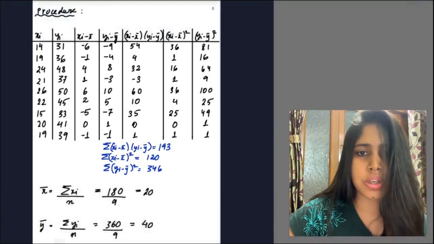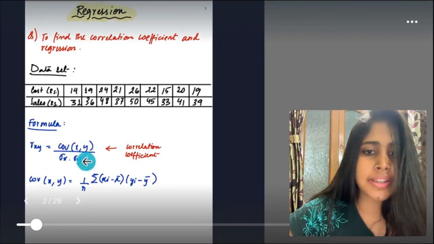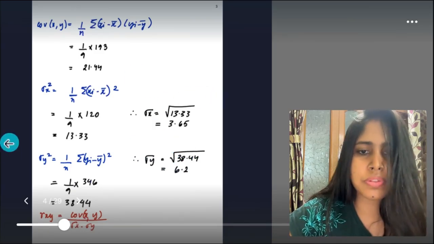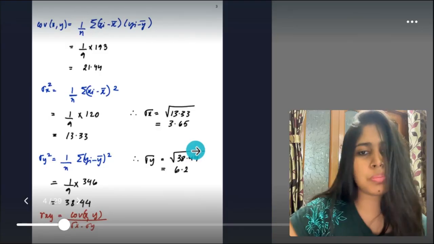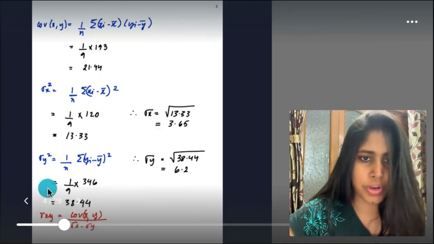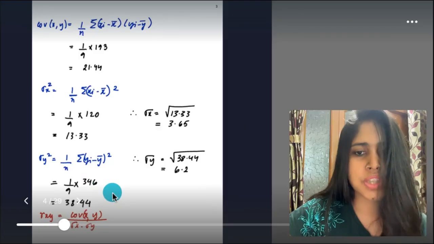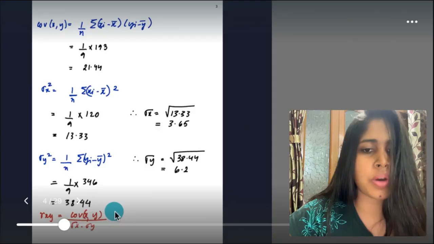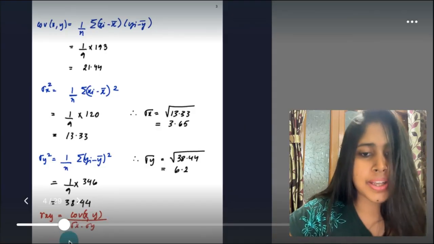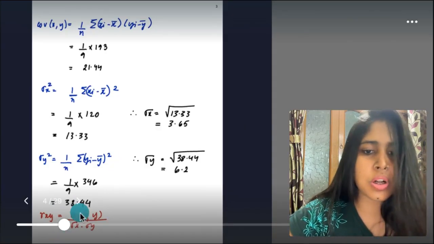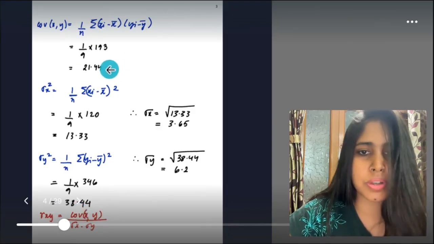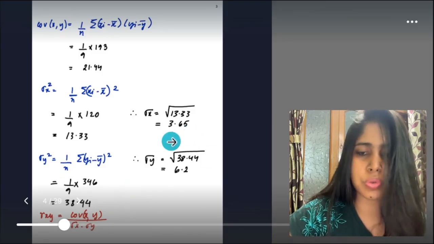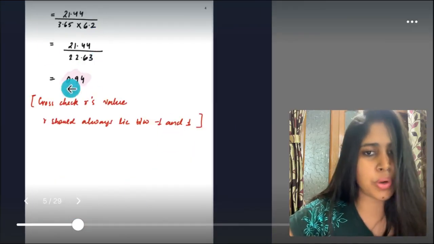But in this formula, sigma x and sigma y are required. So now how to get sigma x? We just take the square root of this value 13.33, and we get 3.65, and we do the same for sigma y square. All right, and we get sigma y to be 6.2. See, now rxy is equal to covariance of x and y divided by sigma x into sigma y. And we know all the values. Covariance of xy is 21.44. Sigma x is equal to 3.65, sigma y is equal to 6.2. We put the values and we get the answer to be 0.94.